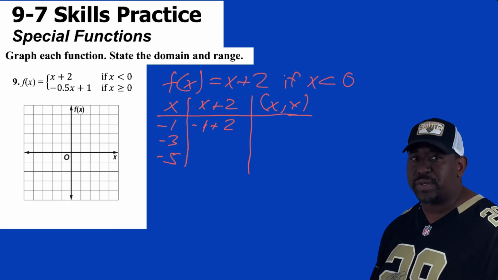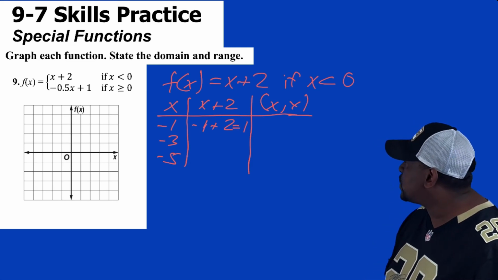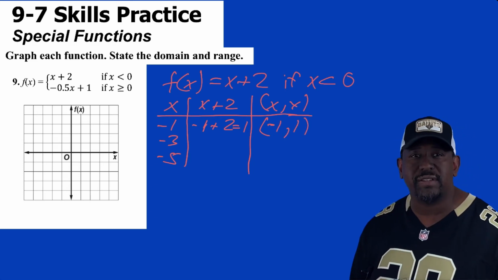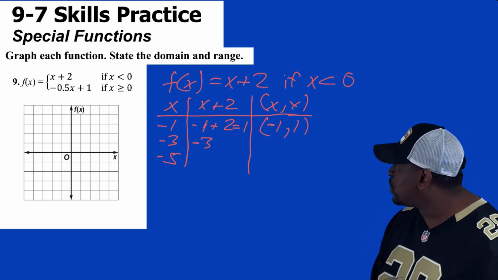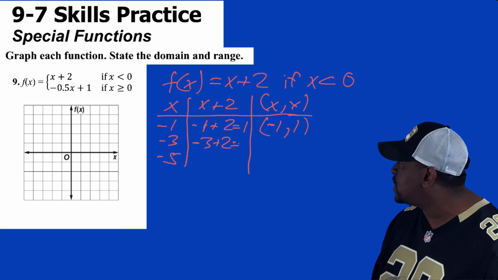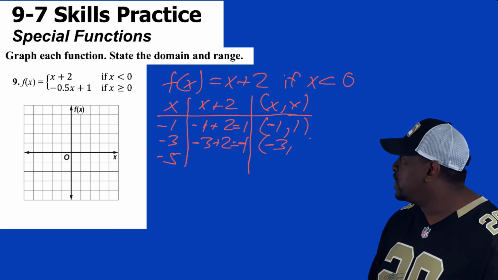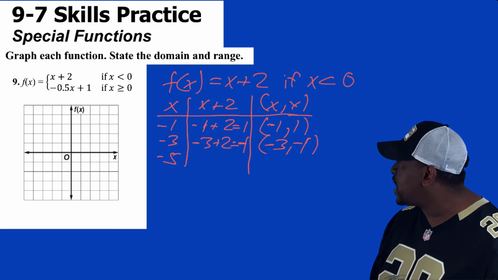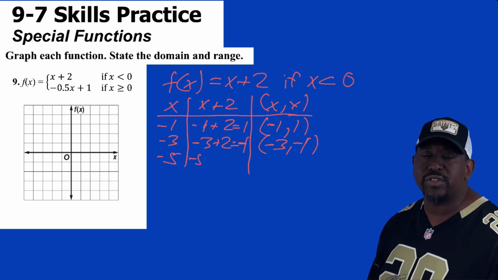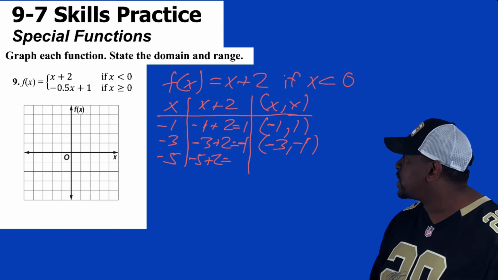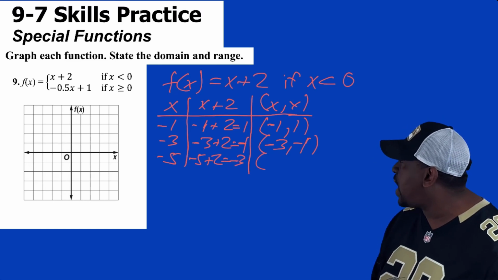NOLA Mathman just picks these values. So we substitute negative 1 plus 2, that's 1. Our first point is negative 1, 1. We substitute negative 3 plus 2, that's negative 1. Our next point is negative 3, negative 1. Then we substitute negative 5 for x. Negative 5 plus 2 is negative 3. And our next point should be negative 5, negative 3.